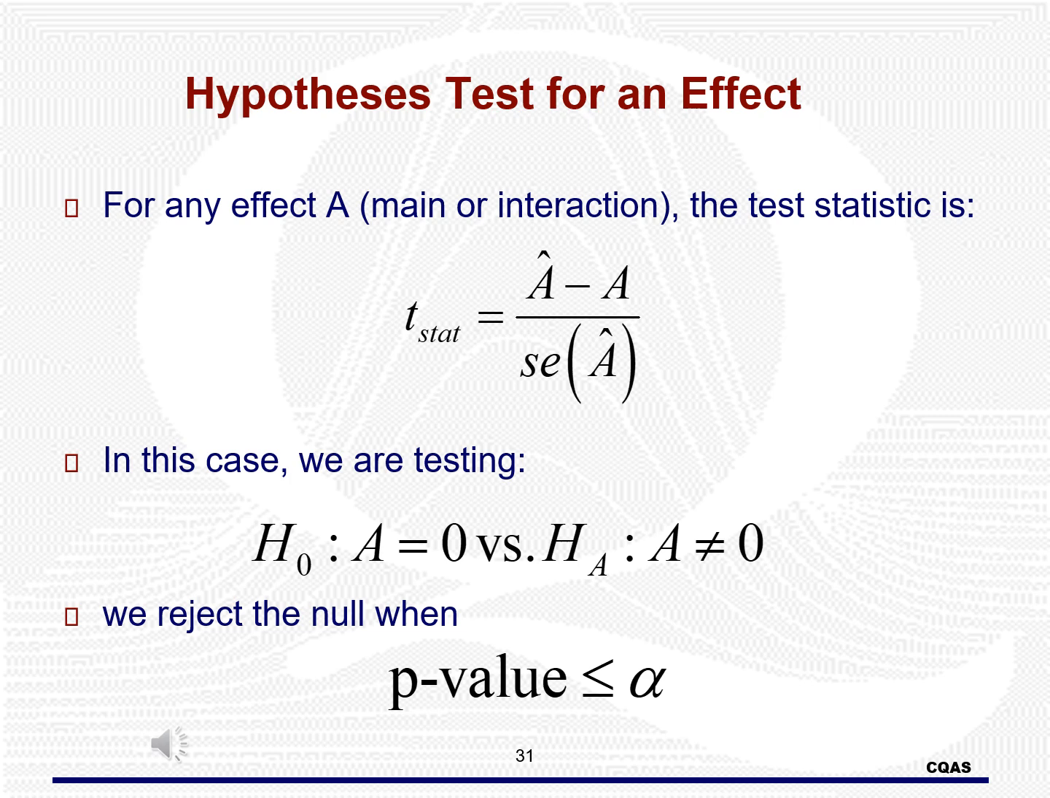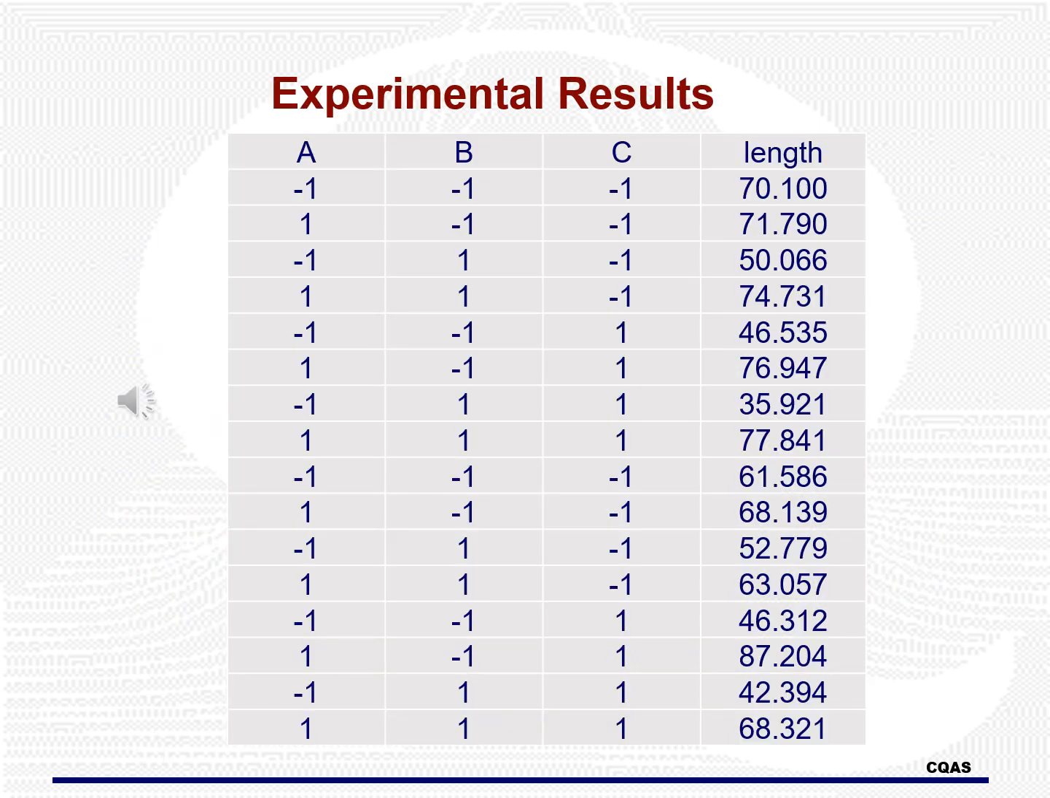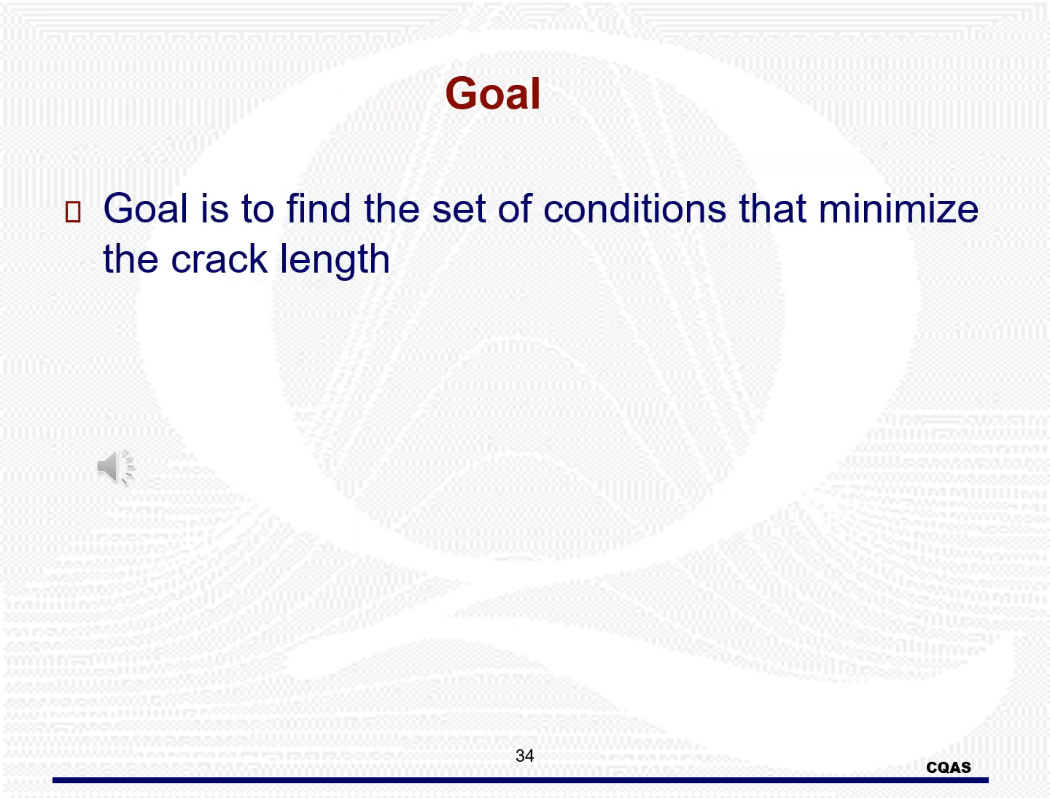Now let's look at an example. Here is an example with 3 factors and 2 replicates. You should note that one of the factors is qualitative. Let's look at the experimental results. Here is the design with the response at each TC for both replicates. Let's assess the goal for the study. Since we do not want any cracks, the goal of the experiment is to find the levels of the 3 variables that will minimize crack length.